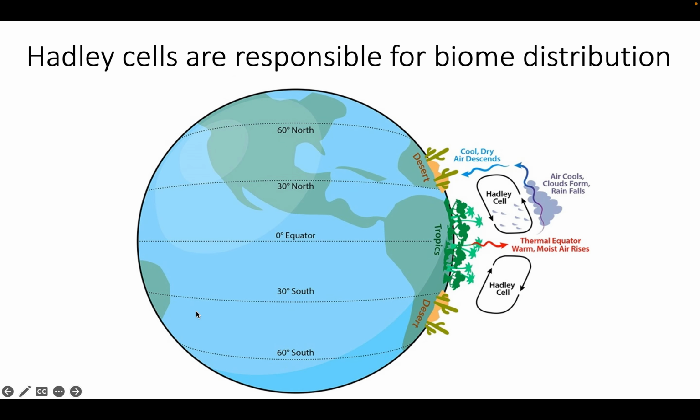Okay. Now, Hadley cells are really important because they're responsible for biome distribution. Okay. Like I said at the beginning, rainforests are located at the equator because all that warm, moist air is at the equator, driven by the sunlight and evaporation. And the precipitation is all happening at the equator, which is why we see rainforests there. Deserts we tend to see around 30 degrees north and 30 degrees south because of that cool, dry air that is descending. Okay, that dry air that deserts are known for, low precipitation.